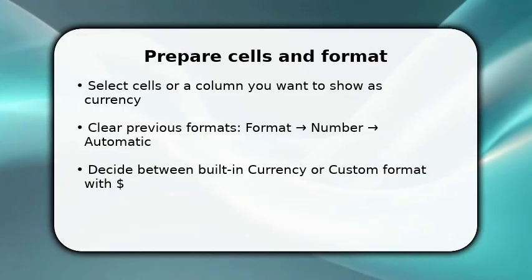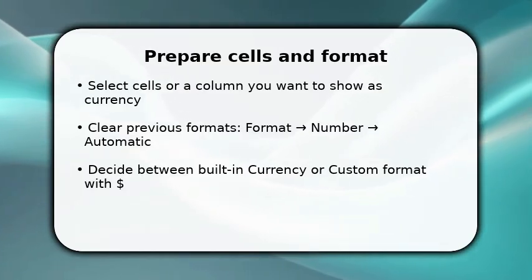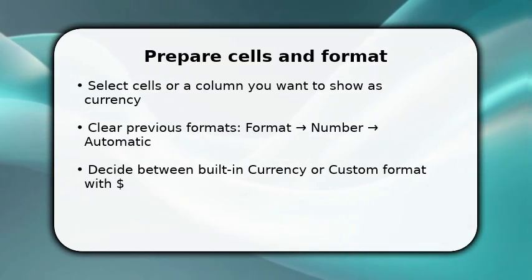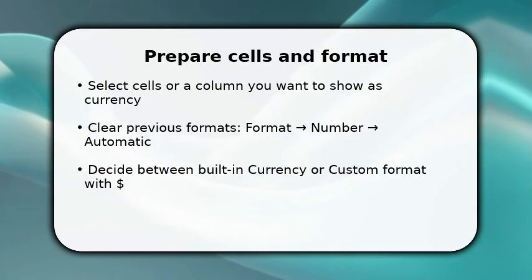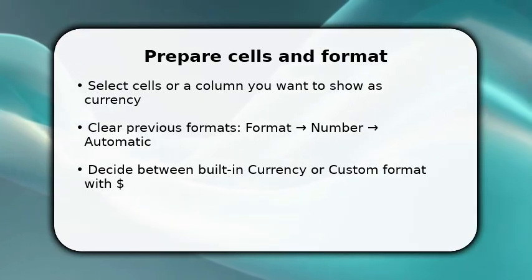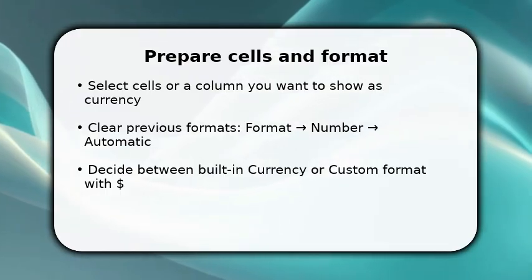You start by selecting the cells where you want the dollar sign to appear. Once done, clear any existing number formatting so nothing conflicts. Use Format > Number > Automatic. Make sure your values are actual numbers, not text, because formatting only affects numeric cells.